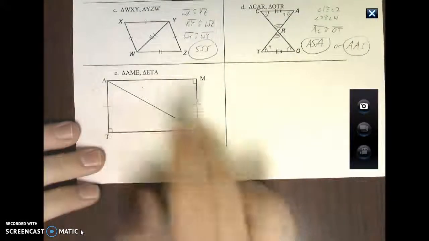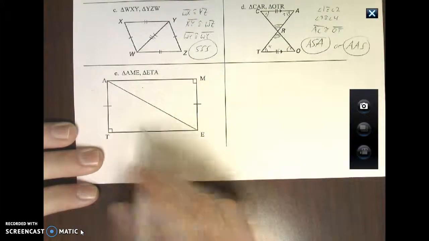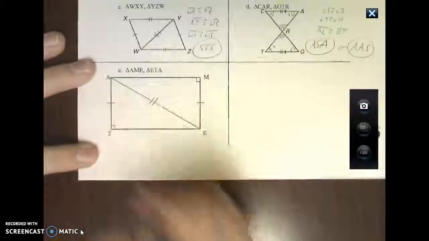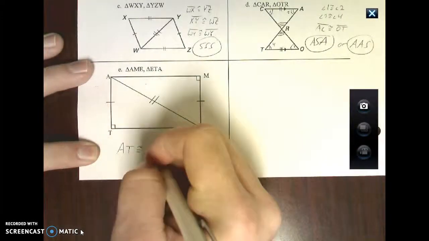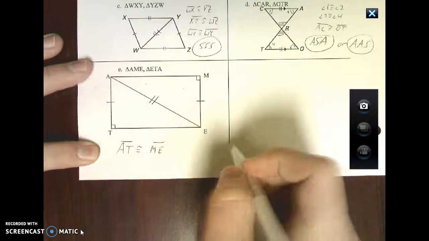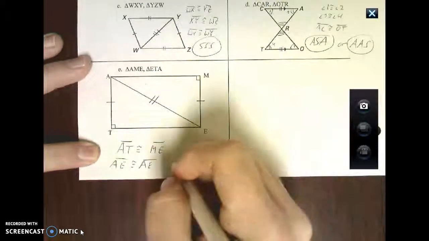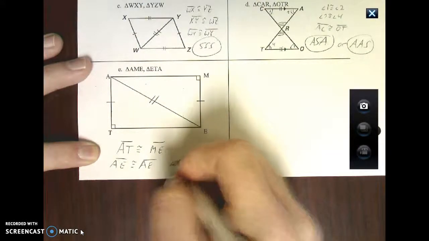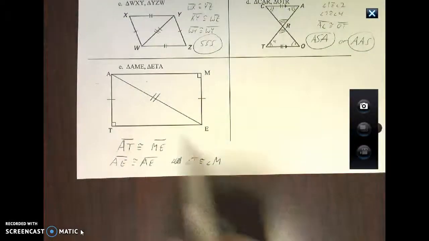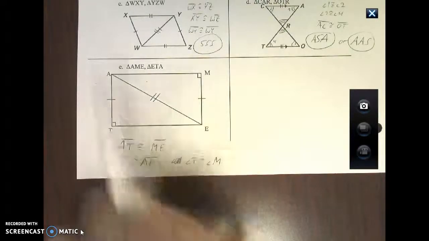I have a triangle AME on top and triangle ETA on the bottom. Now, again, hopefully you guys are seeing this, but in the middle, I have these sides are congruent. So look what's going on here. AT is congruent to ME. I have AE is congruent to AE. And I have angle T, that's not T, is congruent to angle M. So at first glance you might go, oh, this is that SSA one that we can't have because, you know, we don't want that one.